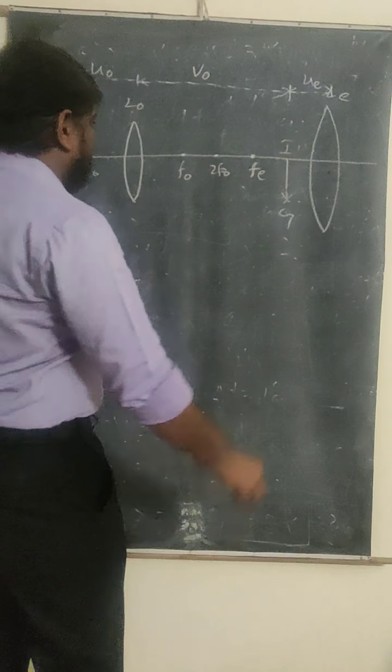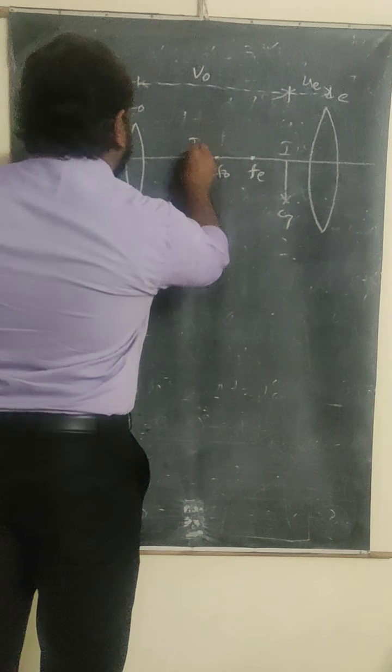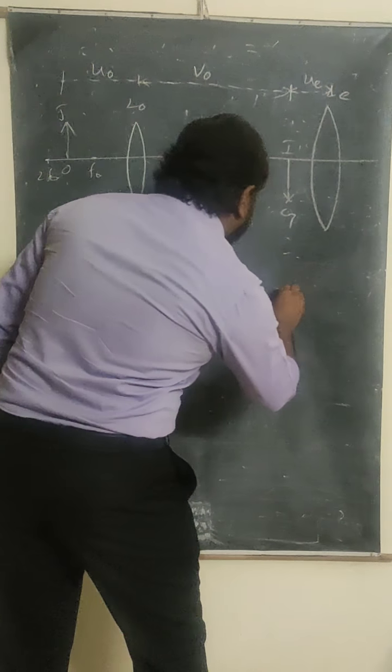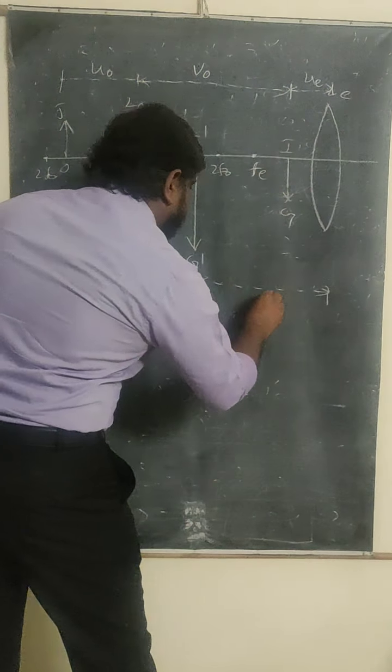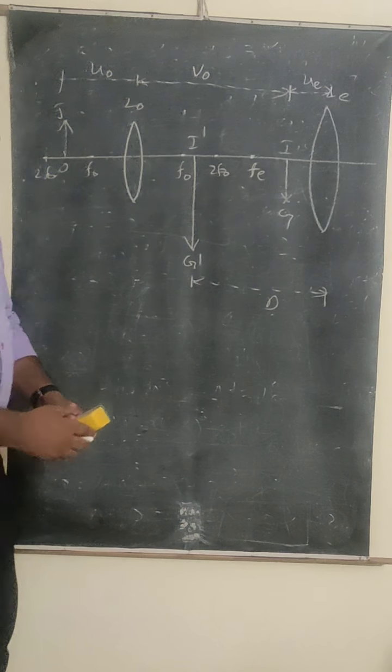Then what happened to the final image? The final image is going to be produced here, which will be called I dash G dash. And this distance is called D. Okay, this is the diagram part we have discussed in the last class itself.